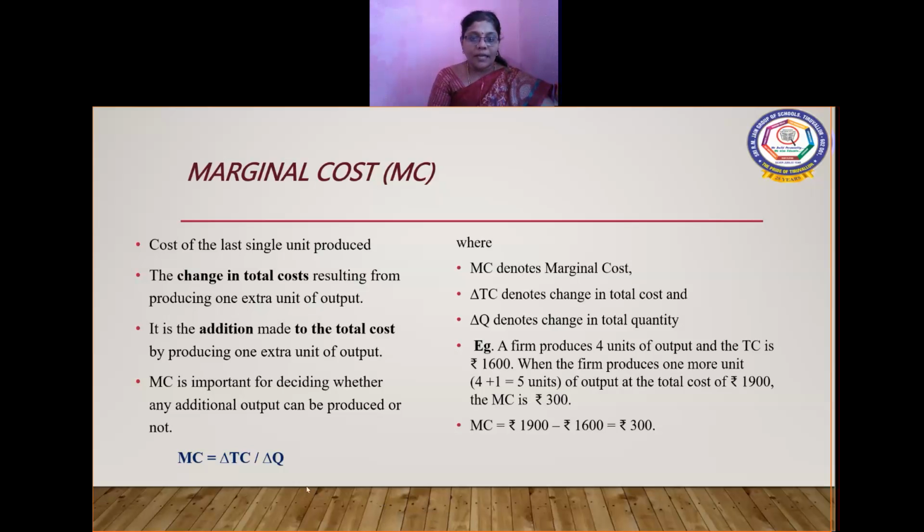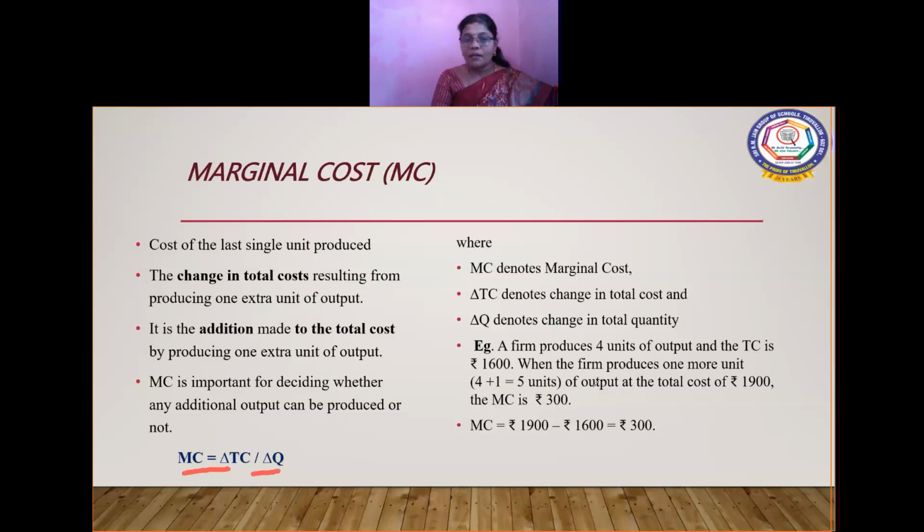In this we can see the equation MC equals change in TC by change in Q. MC is marginal cost, change in TC denotes change in total cost, and change in Q denotes change in total quantity produced.